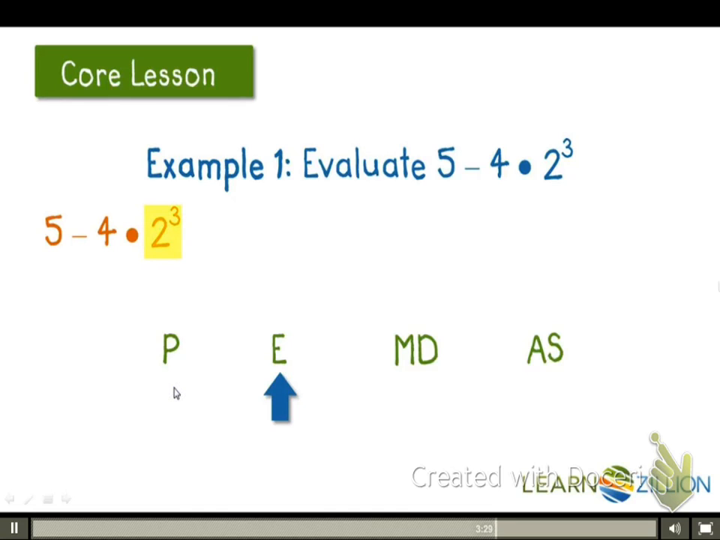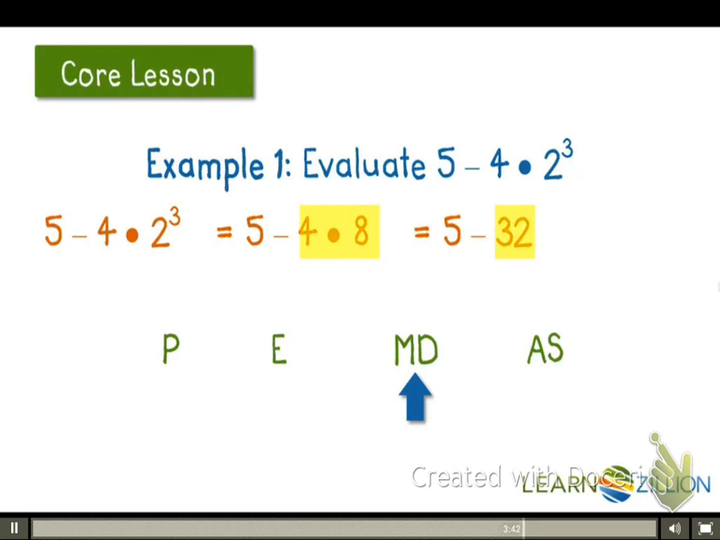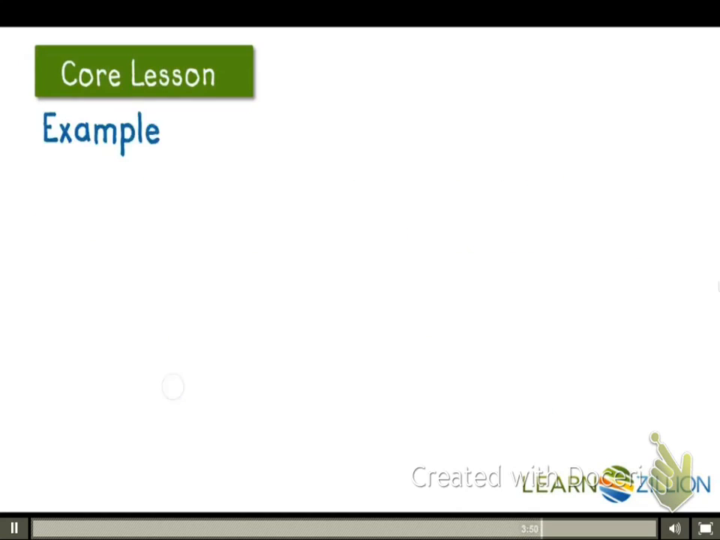I do see that 2 is being raised to the third power, and so I'll apply that exponent, and I get 8. Now I'm on to the multiplication and division step. All I see is multiplication, so I'm going to multiply 4 times 8 and get 32. Now I'm on to the addition and subtraction step, and 5 minus 32 is negative 27. So that's our answer. One last example.